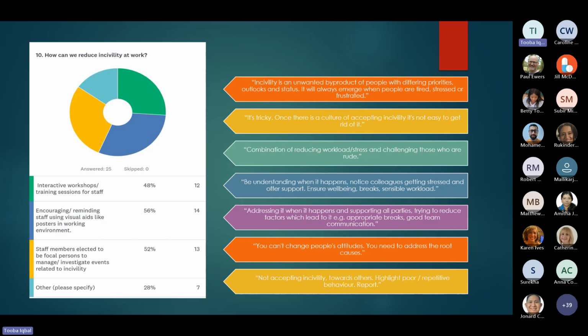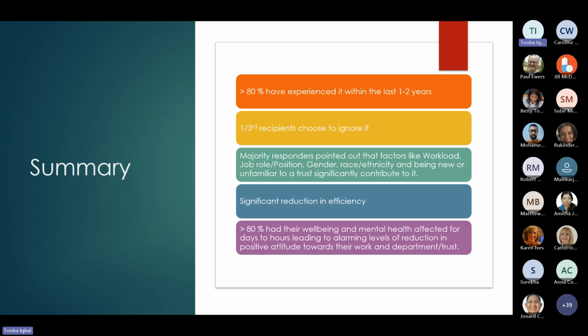One person said reducing workload or stress and challenging the people who have been uncivil will help. And another person said that it is really important to address it timely, because if you delay the response by more than a certain time, then you will not get the appropriate effect or appropriate response. It will affect your communication. It will affect good teamwork. One person said you can't change people's attitudes and you need to basically address the root causes. So I hope, moving on from this, we can deal with the root causes and change the incidents.